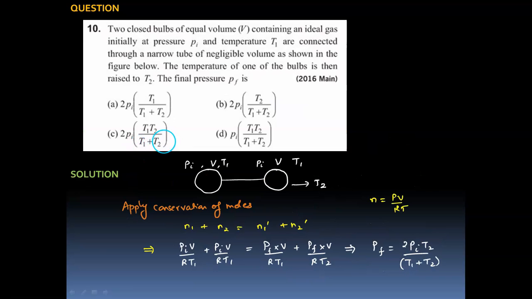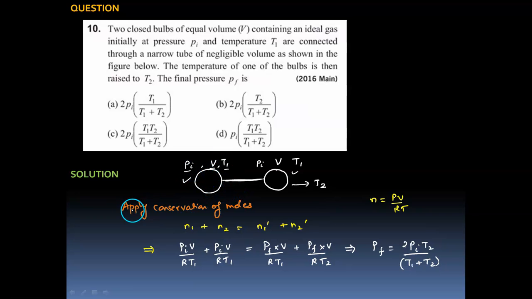Next. In this question it says 2 closed bulbs of equal volume V containing an ideal gas initially at pressure Pi and temperature T1 are connected through a narrow tube of negligible volume as shown in the figure below. The temperature of one of the bulbs is then raised to T2, and the final pressure Pf is. So these are the 2 bulbs connected by a tube of negligible volume. The initial conditions are Pi, V and T1. These are the pressure, volume and temperature conditions.